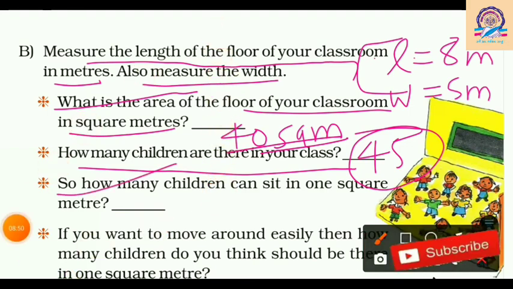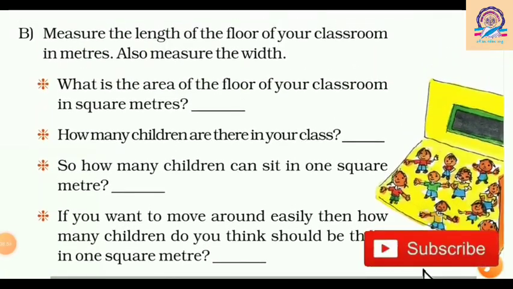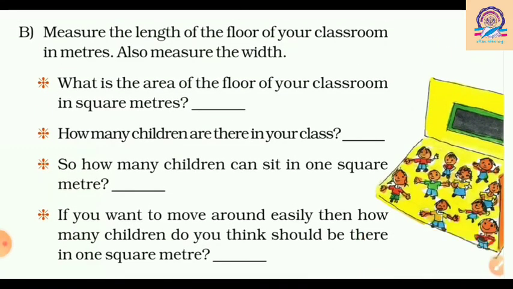Yes, in this way this whole activity is completed. So I hope that you have very well understood all these activities, and also you have understood how things with the same area can take different forms and also have very different perimeters. So in this way we have completed it.